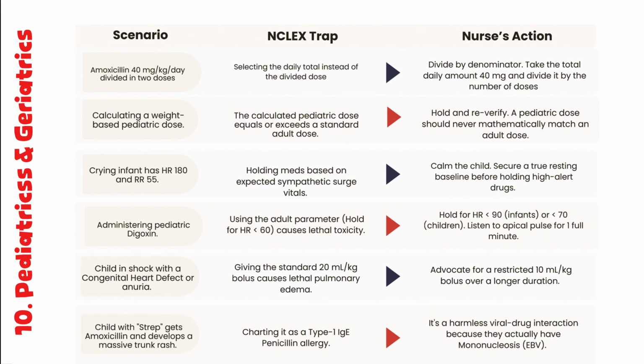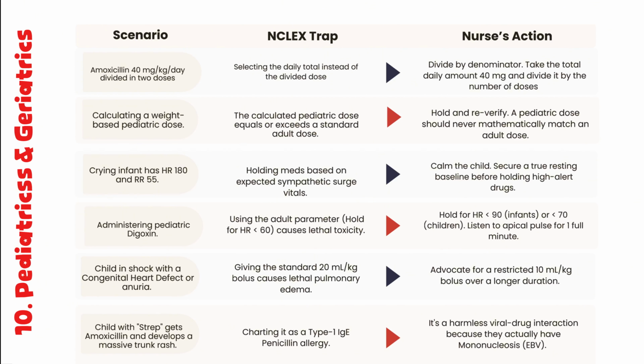A child in shock with a congenital heart defect or with anuria cannot tolerate the standard 20 milliliters per kilogram fluid bolus. That volume causes lethal pulmonary edema in this population. A restricted 10 milliliters per kilogram bolus over a longer duration is the safer approach.